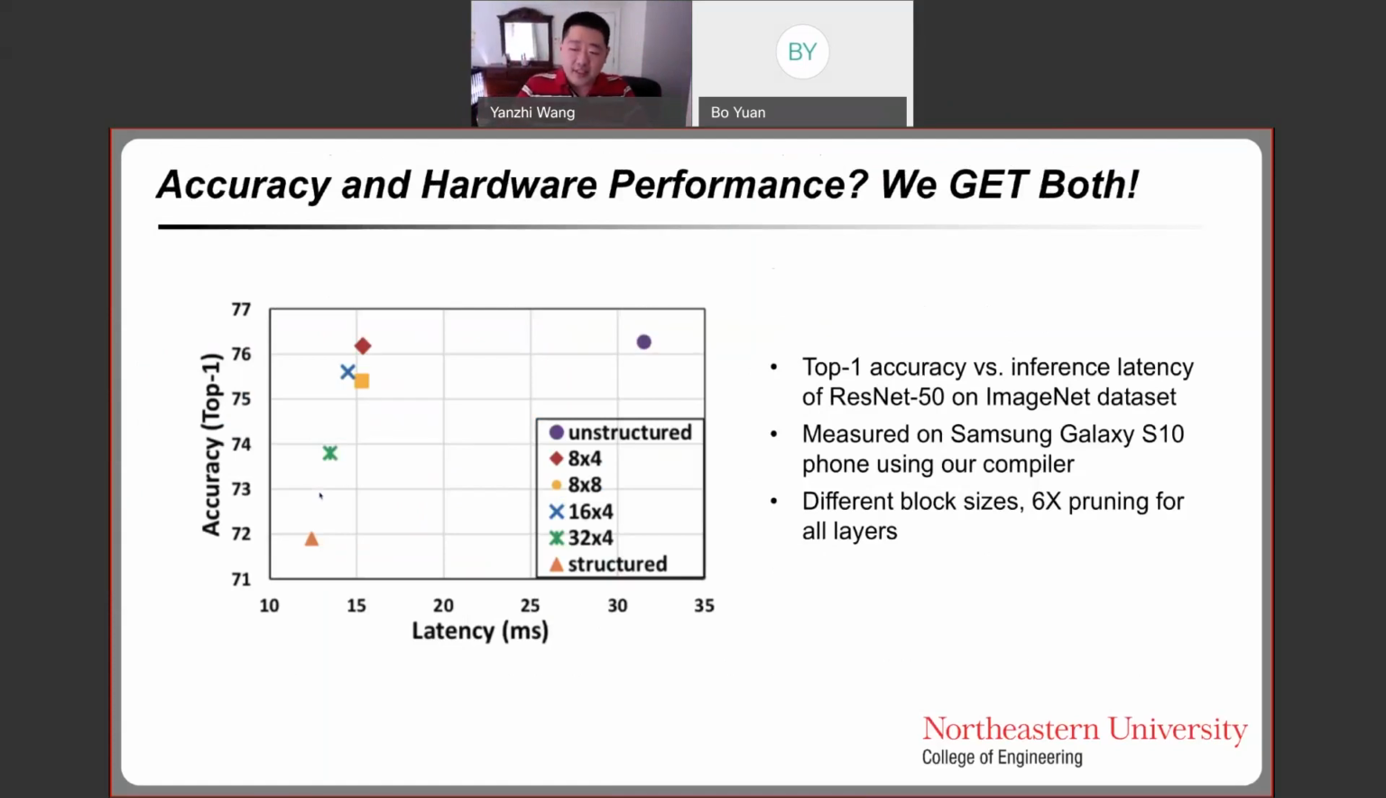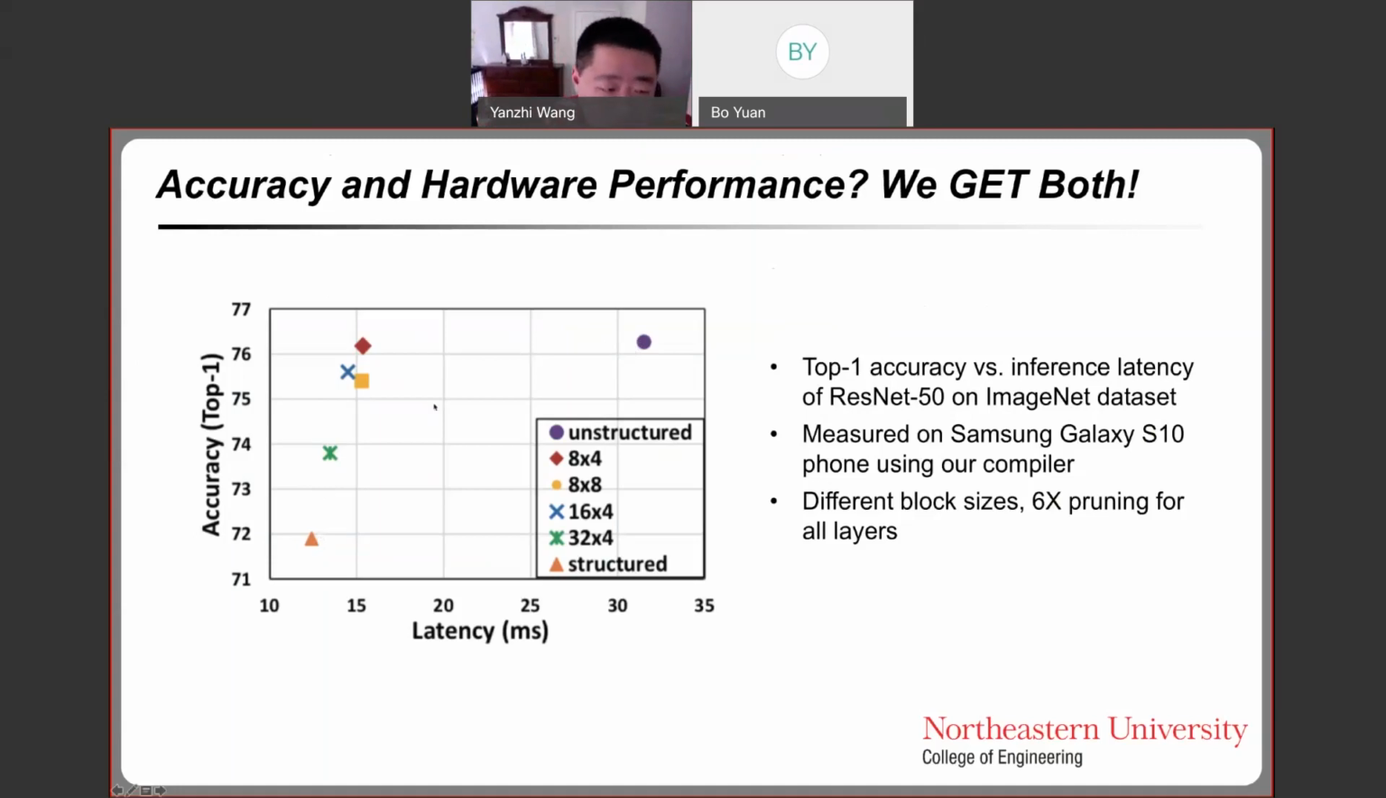We are using 6 times pruning with a different block size. Unstructured pruning is essentially a block size of 1 by 1 because any individual weight can be pruned. Structured pruning is essentially a block size of the whole weight matrix because we can only do the whole channel or the whole filter pruning here.